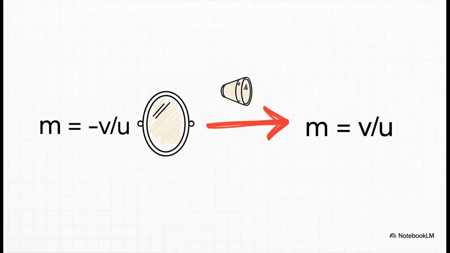And okay, there is one other small tweak for lenses. The magnification formula drops its negative sign. It's just v divided by u. It might seem like a tiny detail, but it's a super important one to get our predictions about the image's size and orientation just right.